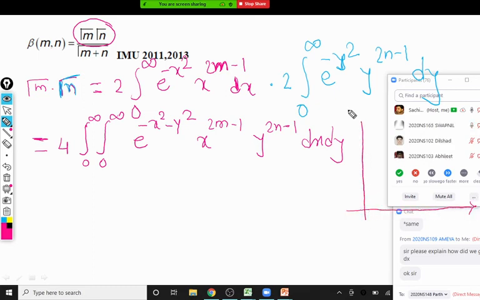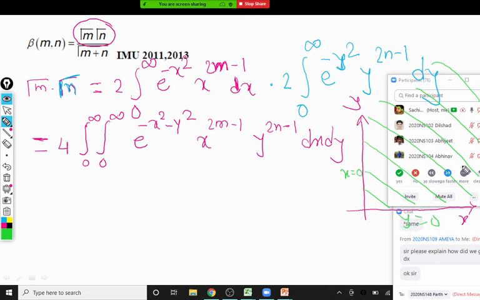If this is the x-axis and this is the y-axis, the region of integration is: x is from 0 to infinity, y is from 0 to infinity. So the region is the entire first quadrant, because the y-axis is x equal to 0 and the x-axis is y equal to 0. So x is 0 to infinity, y is 0 to infinity, that is the entire first quadrant.